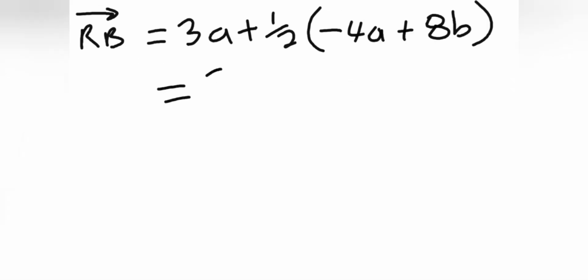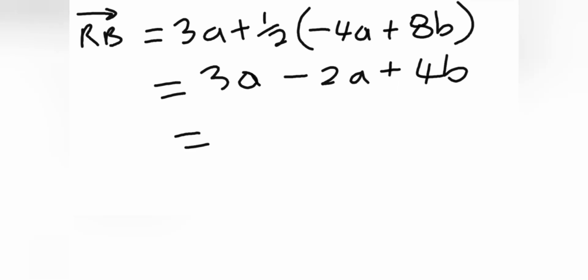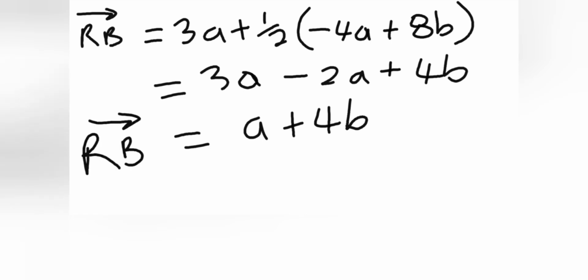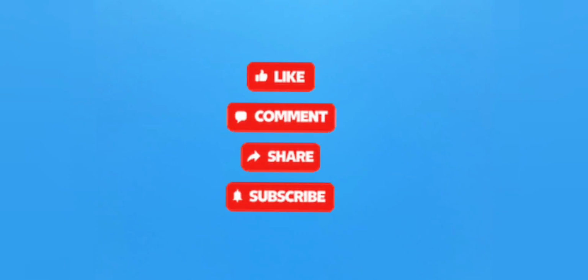Simplify, so it's going to be 3a, and we know that a half of minus 4a is going to give us minus 2a, and a half of 8b is going to give us 4b. Let us simplify. 3a minus 2a will leave us with a or 1a, plus what's over there, which is 4b. So RB is equal to a plus 4b.